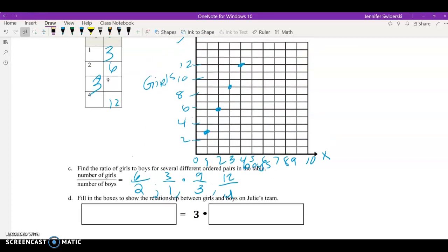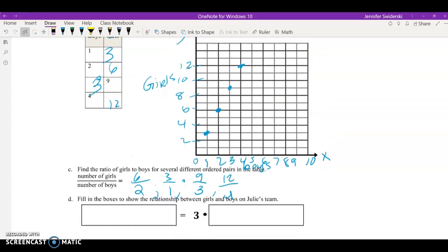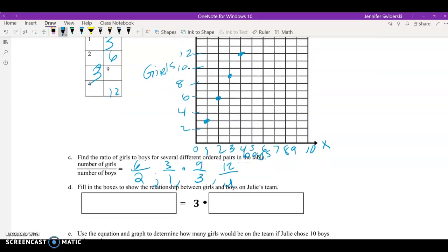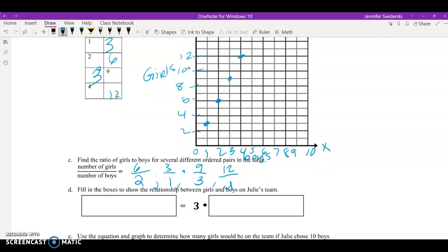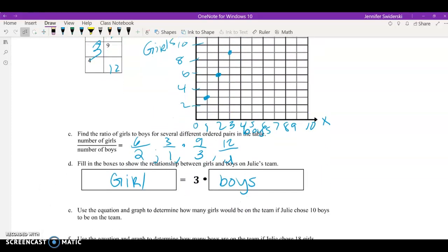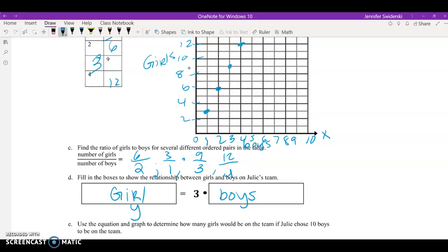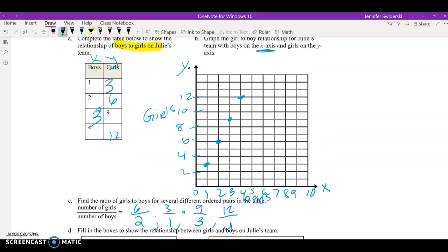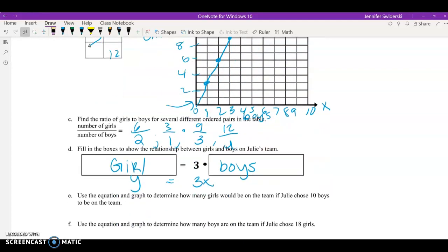Fill in the tables below to show the relationship between girls and boys on Julie's team. Okay, well, for every boy, I multiply the number of boys times 3. All right, in other words, my y, the outcome, depends on the number of boys times 3. Okay, that will lead to my y. And we're going to be talking in this chapter about how I can connect all my points and have them go to the origin, 0, 0, and this forms a proportion.